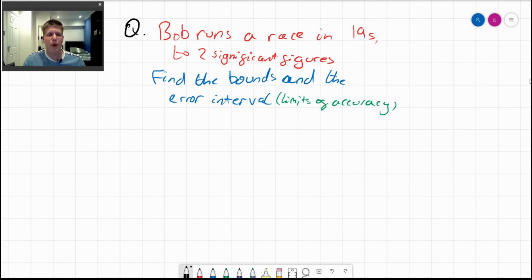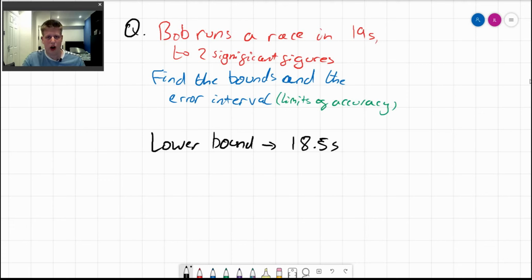So let's have a think. What would the lower bound be? What's the lowest time Bob could run in, which we would then round up to 19 seconds? Well, the answer is simple. It's 18.5 seconds, right? Because 18.5 will round up to 19, but anything below 18.5 will round down to 18. So this 18.5 is the lowest it could be.